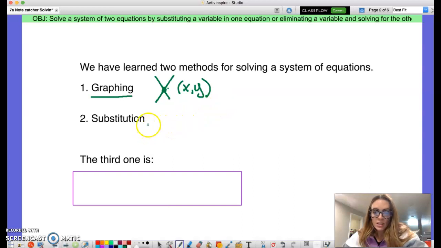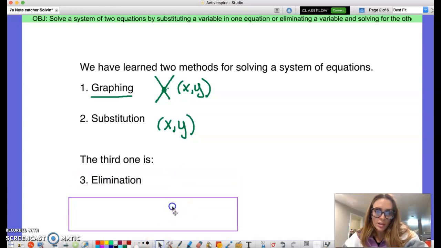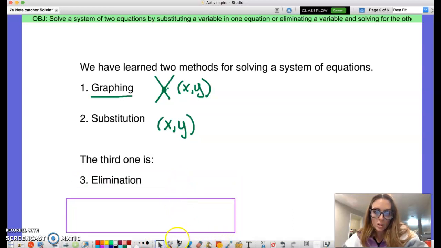We know that during substitution, when we take one equation and set it equal to either x or y and plug it into the other equation, we also come up with a solution x comma y. And our third technique is going to be elimination. During elimination, we're going to be manipulating the equations algebraically. It just works a little bit differently than substitution. And again, we're going to come out with an x value and a y value. In all three of these ways, we are doing the same thing, finding the same solution, just in different methods.